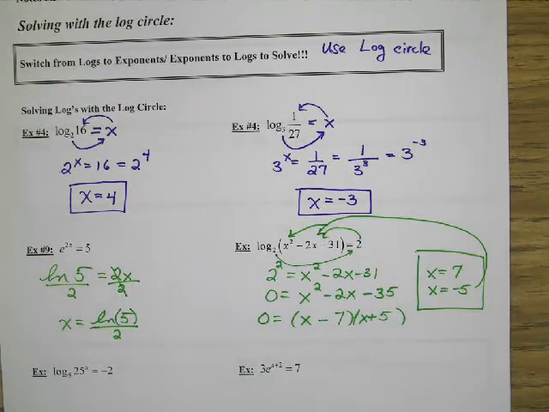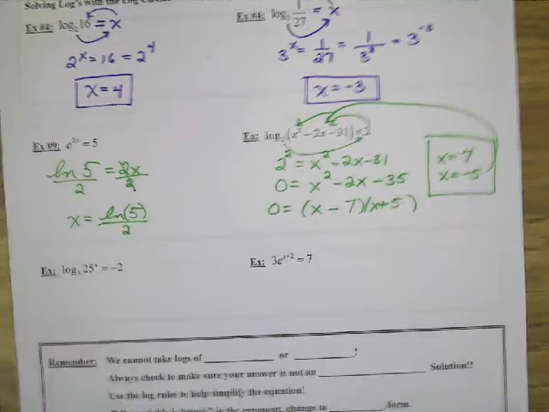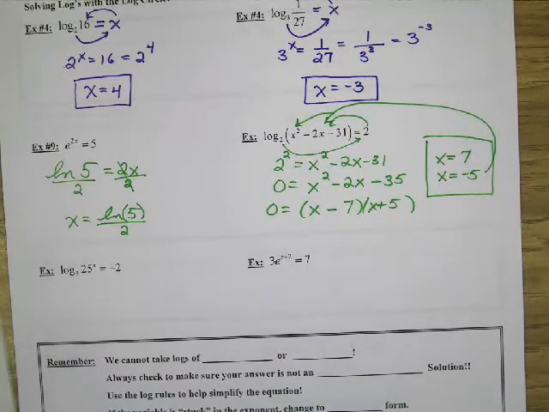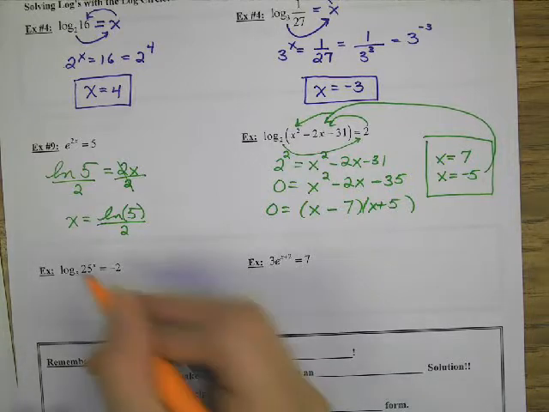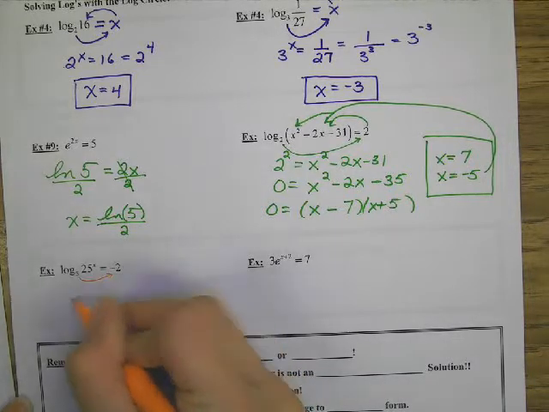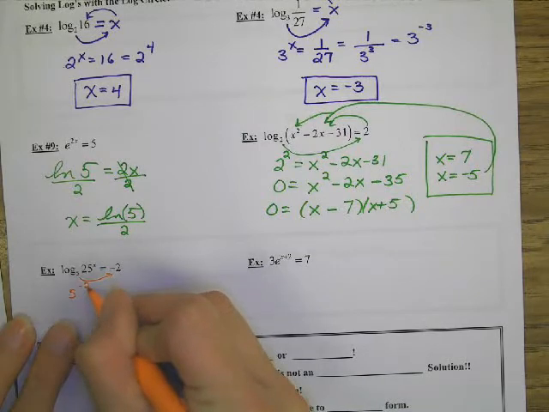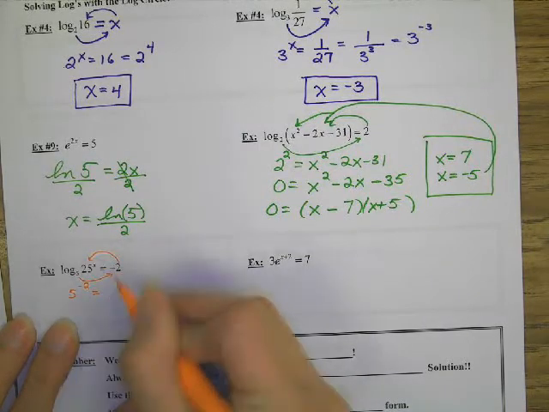Here I have a solving one, and x is in that power right there of the log. So I think I'm going to have to do a log circle. 5 to the power of negative 2 equals 25 to the x. Okay, we're going to solve this by making common bases.